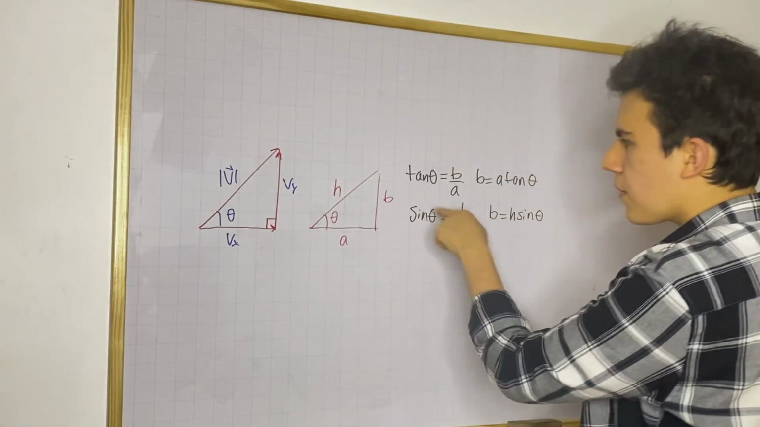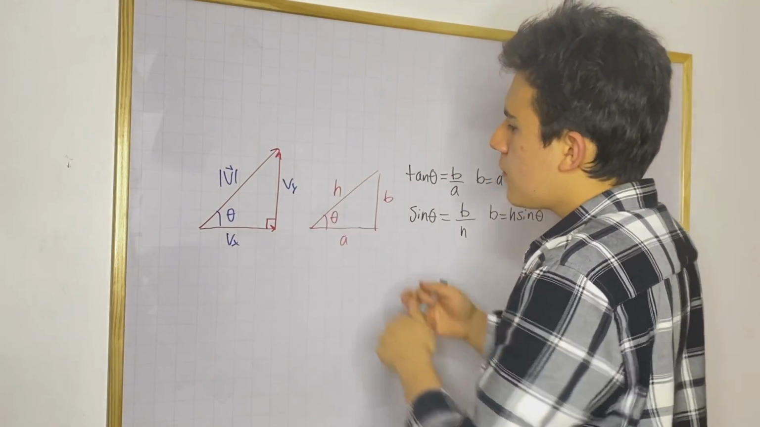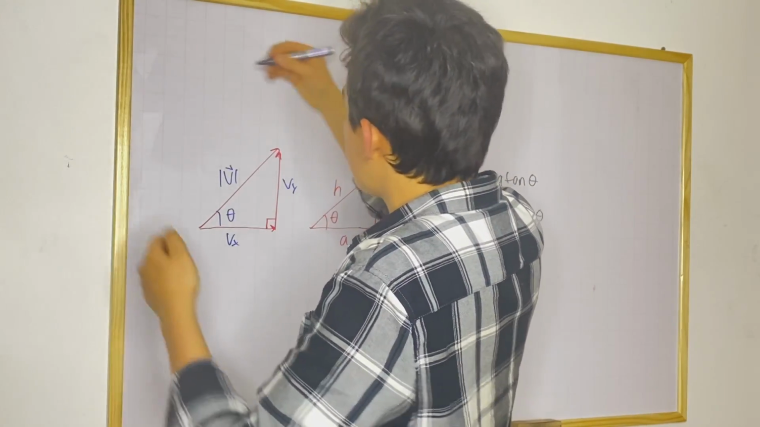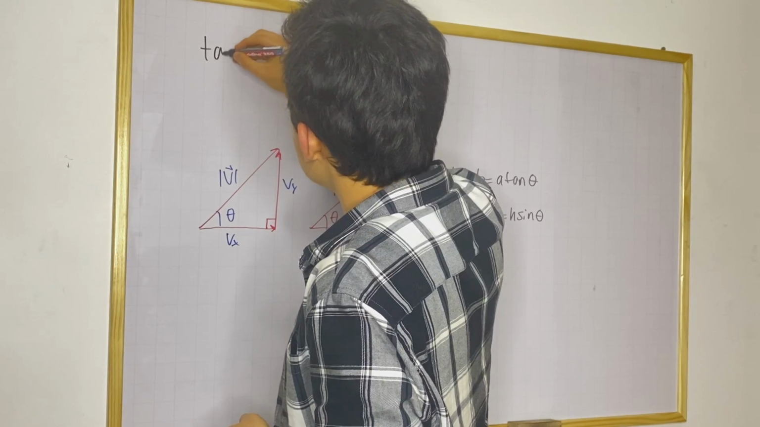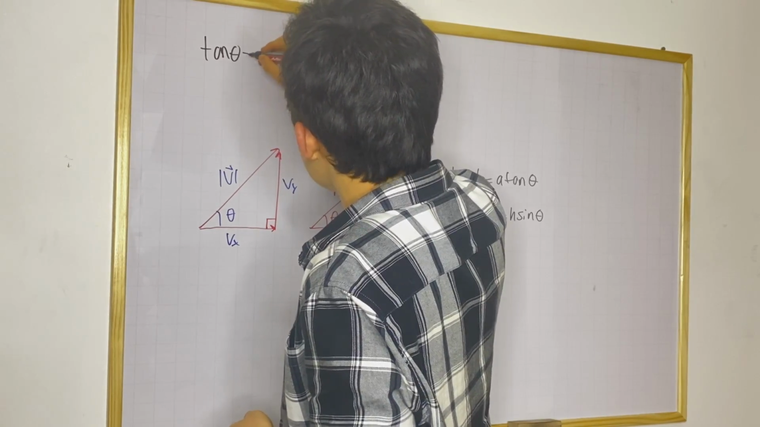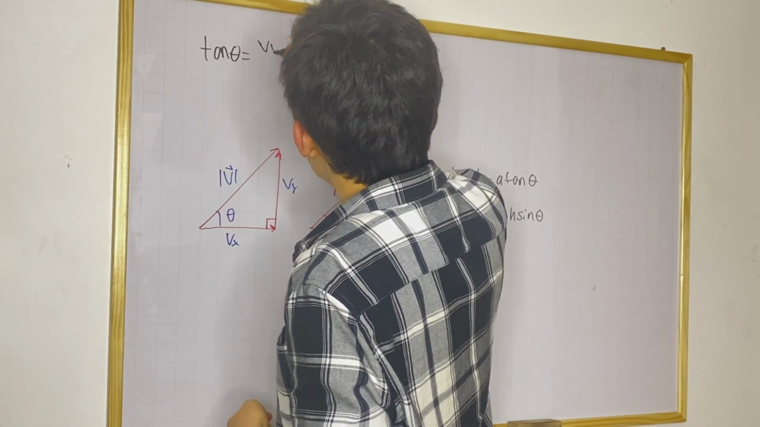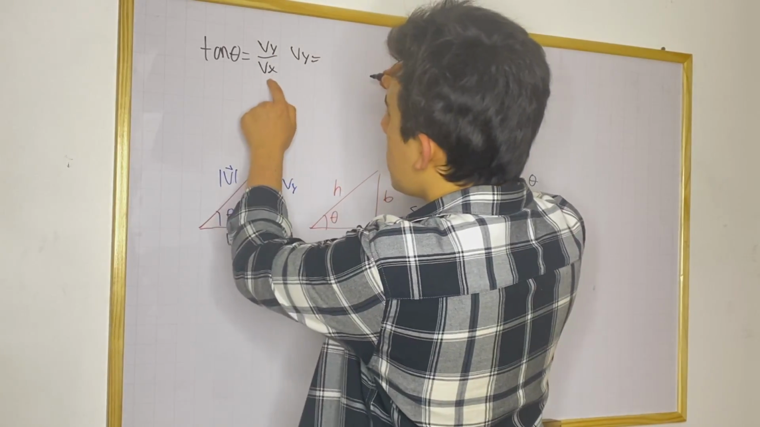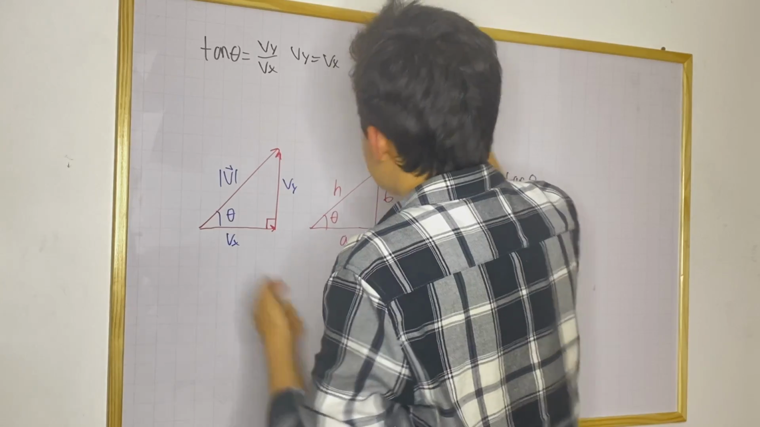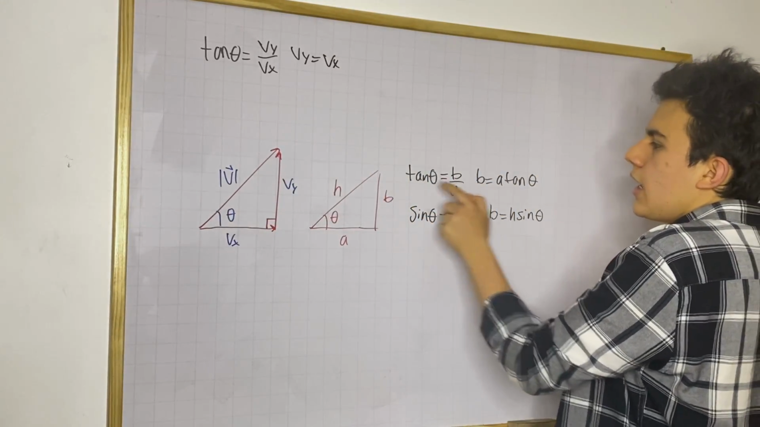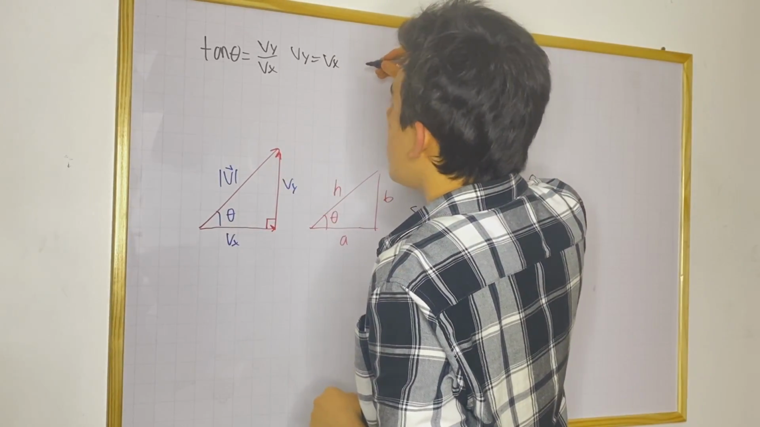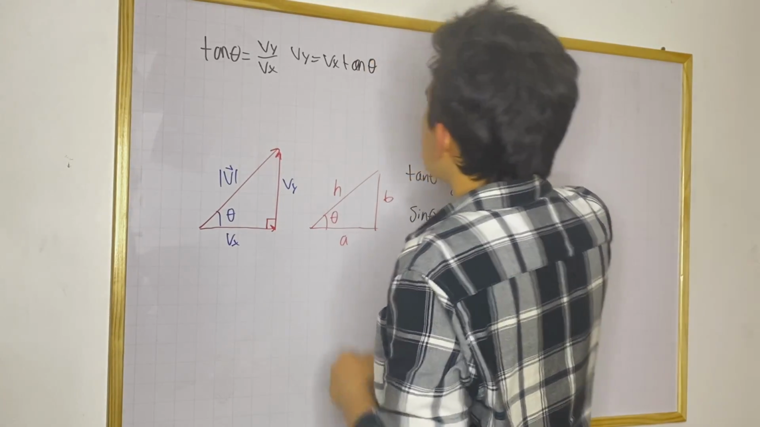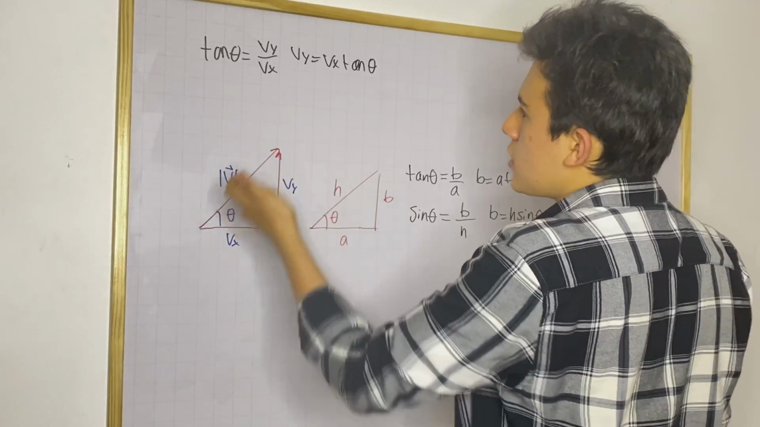So let's do the same thing for Vy. In this triangle, we could find it as follows: tangent of theta is equal to Vy over Vx. And you could find Vy by multiplying by Vx on this side, which is the same as if we multiplied by A on this side. So we're going to have Vx times tangent of theta. Okay, that's an A, yeah. Vx times tangent of theta.